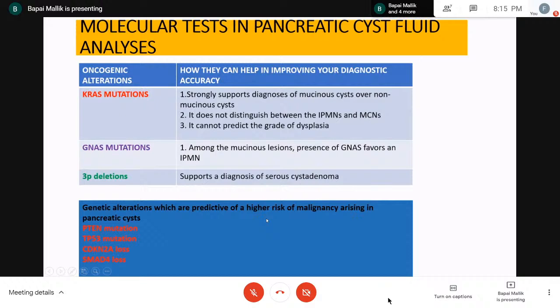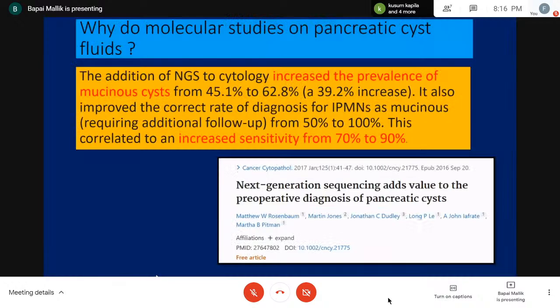However, there are some other gene alterations like PTEN mutations, TP53 mutations. All these things can come up through your NGS studies, along with loss of CDKN2A/p16 and SMAD4, which is predictive of a higher risk of malignancy arising in pancreatic cysts. So, why do molecular studies on pancreatic cysts? Why do I do them?